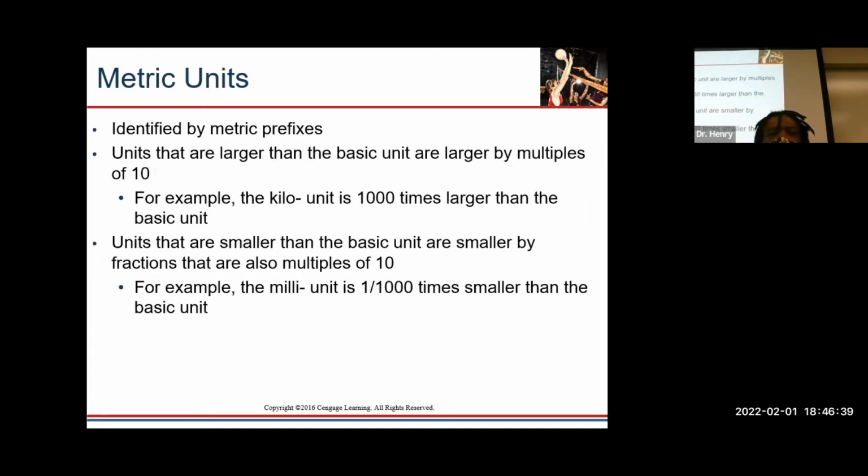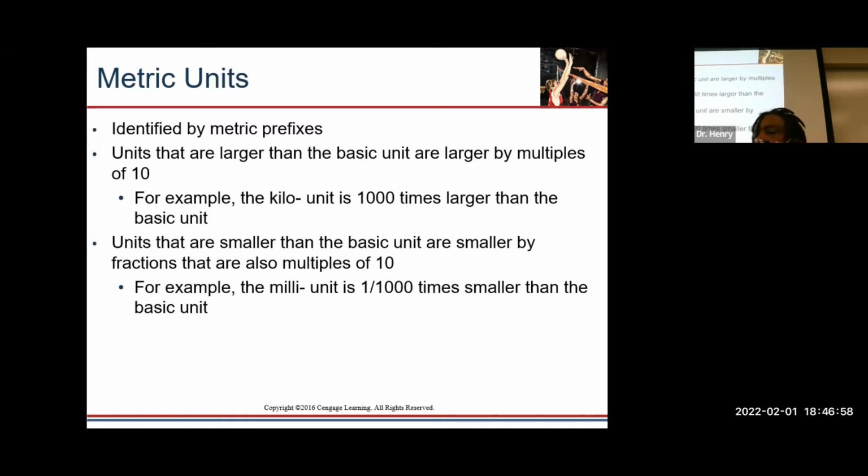Okay, so you guys need to be familiar with the metric system. You need to be able to use it. Can you get a tissue? Yes, you can get a tissue. I believe there's one. Yeah. Okay.